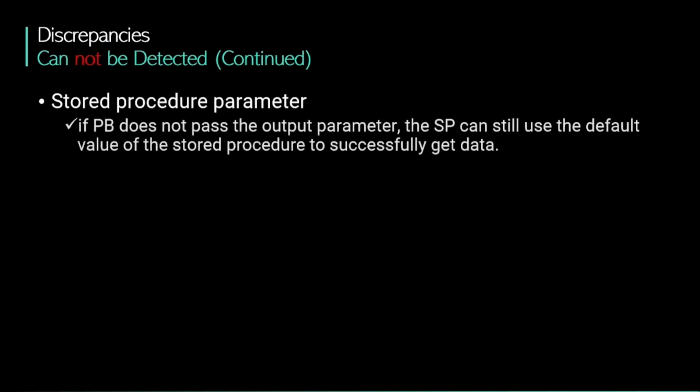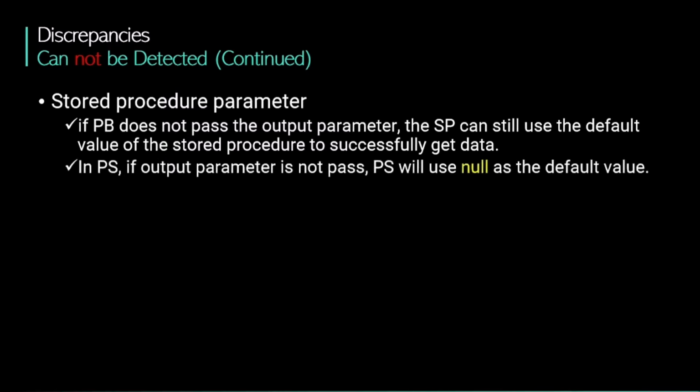Stored procedure parameter. If PowerBuilder does not pass the output parameter, then the stored procedure can still use the default value to successfully get data. In PowerServer, of course, if the output parameter is not passed, then PowerServer will use a null instead as the default value. So again, you should find this in unit testing. And this also drives home the point through this whole presentation, that you have to be very careful doing proper unit testing when you're going from a native client-server application to PowerServer.